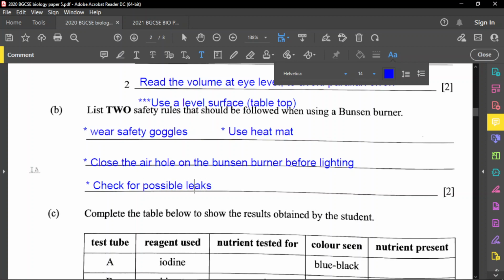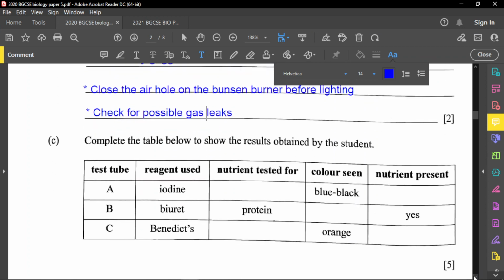Possible gas leaks, because you don't want to light a Bunsen burner in a lab that is smelly with gas. You don't know where the gas is coming from. That can be really, really dangerous. It can cost you your life. So those are some of the basic things you can do as a safety precaution in using a Bunsen burner. All right, so next part now.